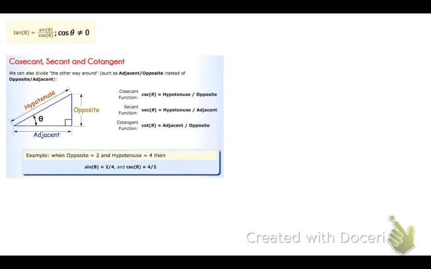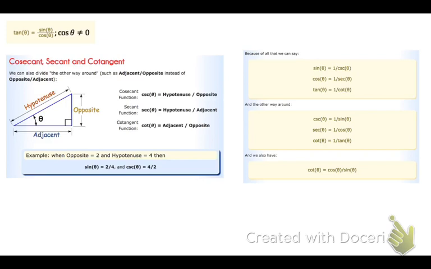Now the other ones, cosecant, secant, and cotangent, are the reciprocals. So we just flip them. Since they're reciprocals, we can write cosecant as 1 over sine, secant as 1 over cosine, and cotangent as 1 over tangent. And vice versa, you could go backwards. There's no reason really why you'd ever do this. You just need to recognize it.